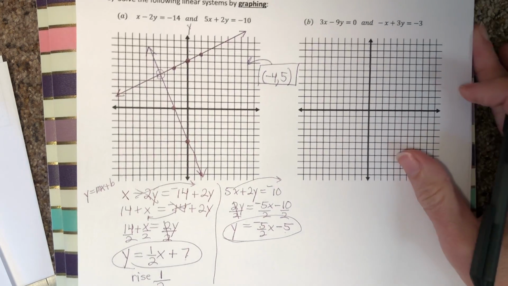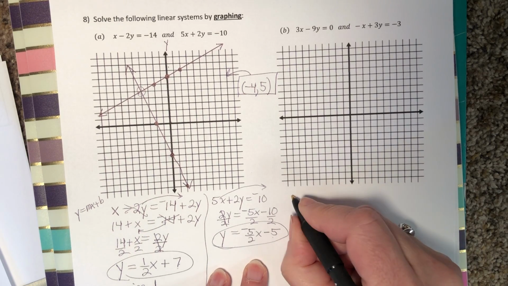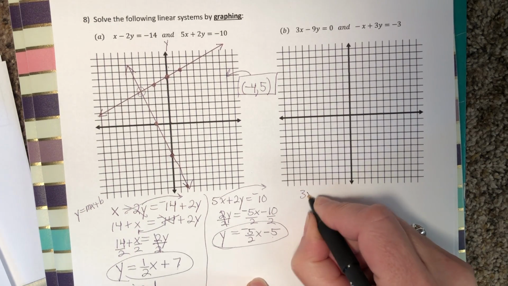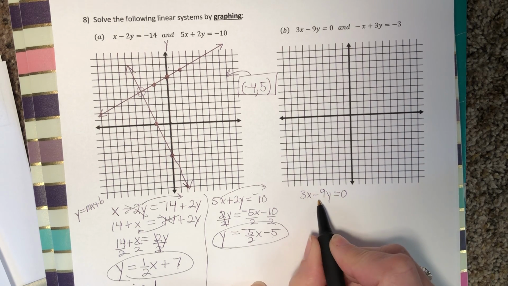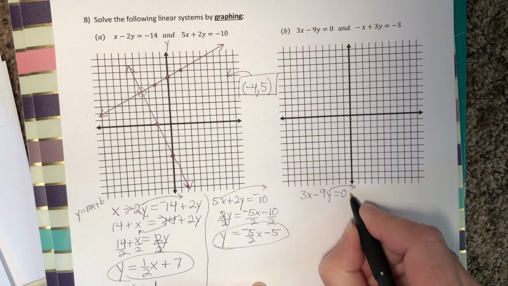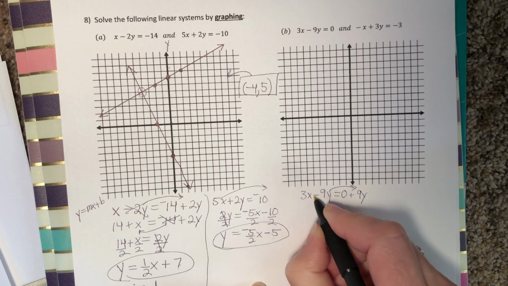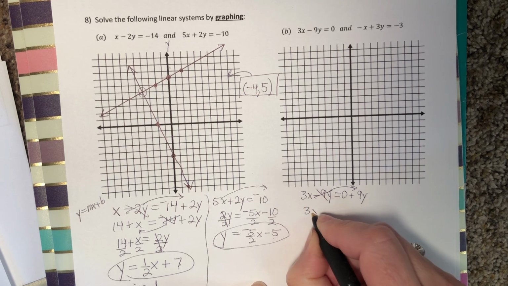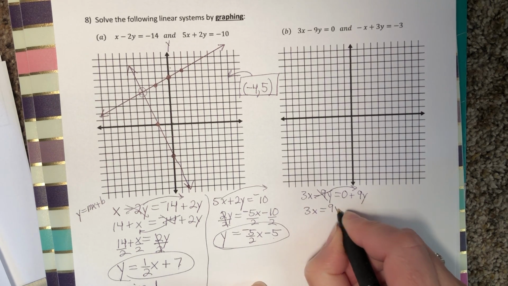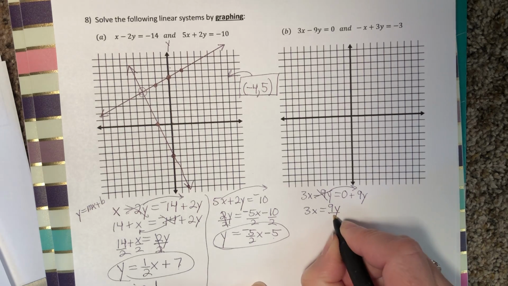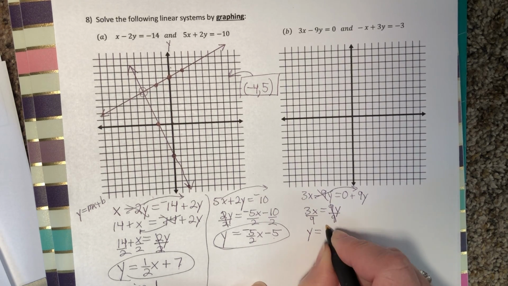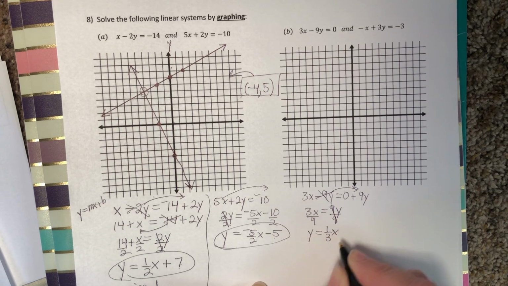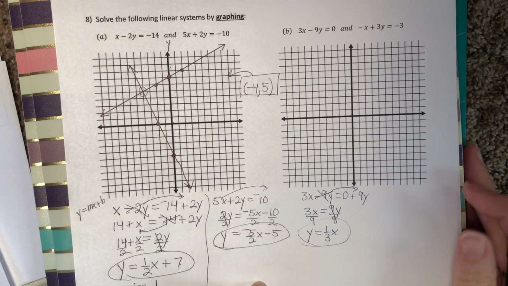Okay, for this problem, rearranging the first equation, 3x minus 9y equals 0. All right, look at the y term. First, make sure it's positive. It's not, so I need to move it to the right side, plus 9y. So you get 3x equals 9y. Now get y alone. So divide by 9, divide by 9. Y equals 1/3 x. I'm simplifying it. Okay, that's the first line.